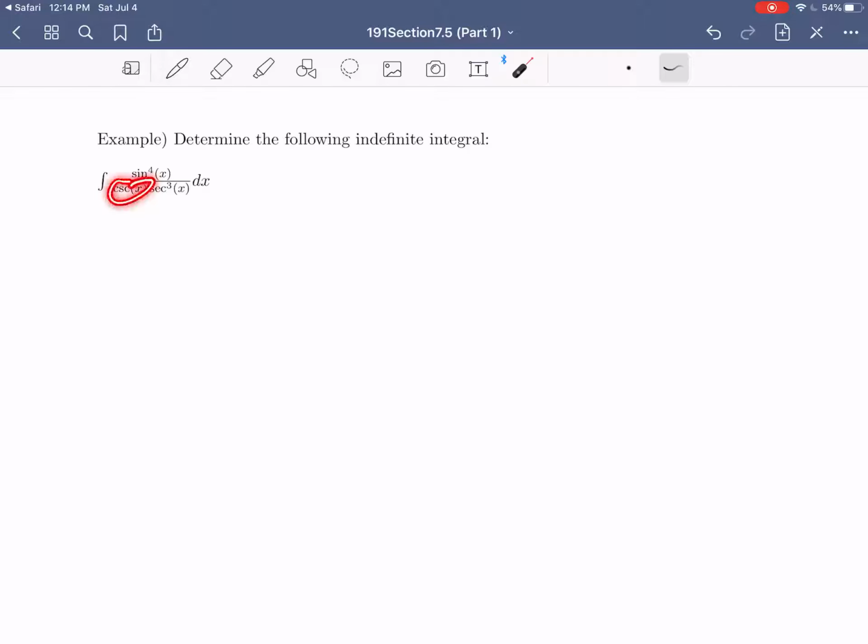So if I flip this cosecant up, it should be sine to the fifth over secant cubed. And then if I bring this secant cubed up, right, secant is 1 over cosine, so 1 over secant must be cosine.